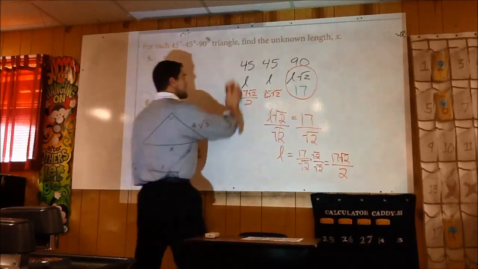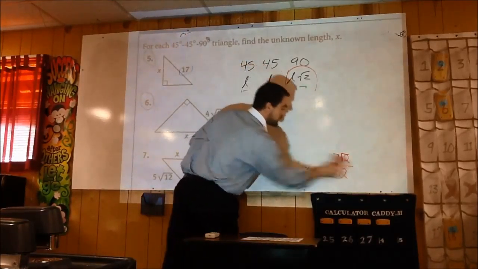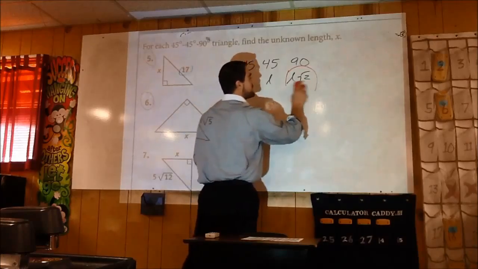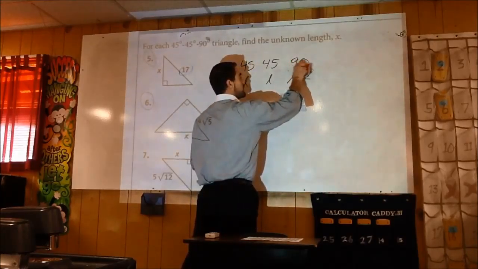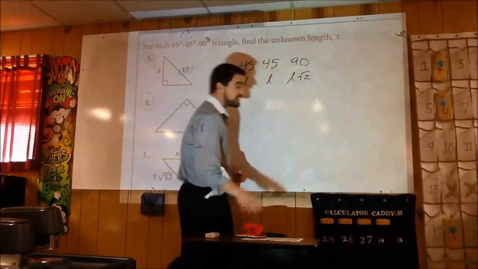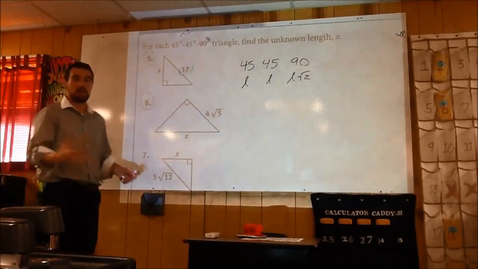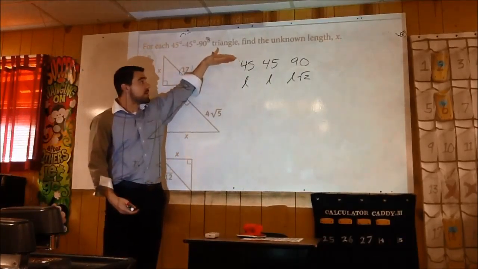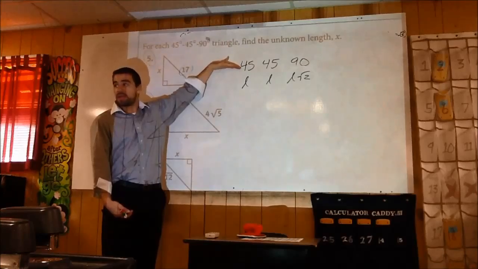Let's move on to number 6. This too is a 45, 45, 90 triangle. So I'm just going to leave this up here. So on a quiz or test, I need you to identify what type of special right you're dealing with.